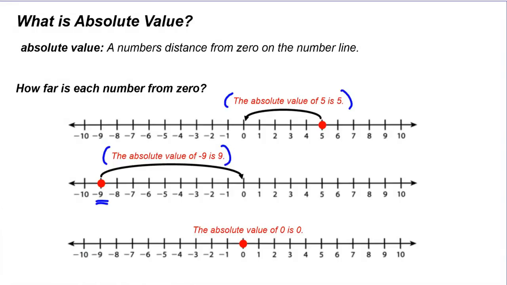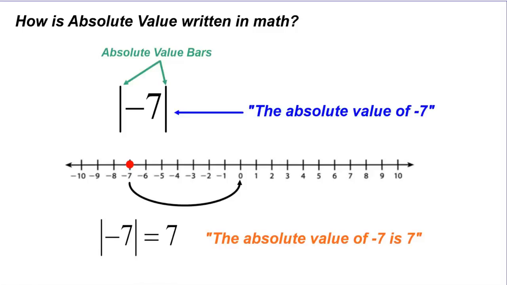So really all we're doing is making the value positive because we're talking about how far away something is from zero. And then lastly here, just to make this clear, zero, how far is zero from zero? Well, 0 is 0 units from 0. So the absolute value of 0 is 0. So again, absolute value, we're talking about distance here. We're talking about how far away from 0 something is.